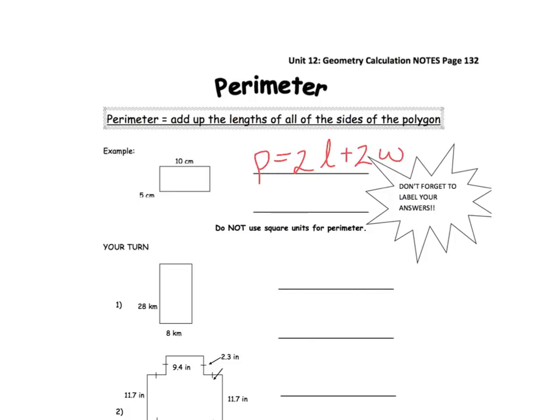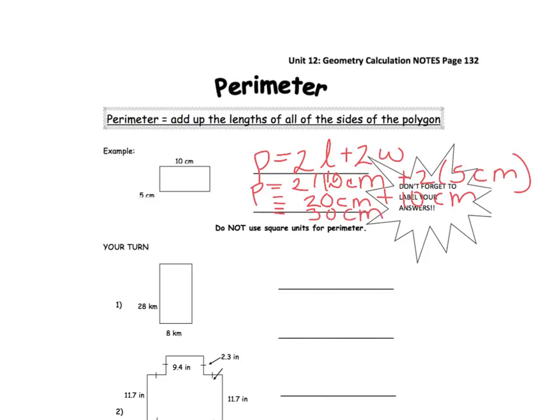Next, step 2, you replace the formula equation with the appropriate numbers. So here you have P equals 2 times 10 centimeters plus 2 times 5 centimeters. Step 3, solve and label with correct unit of measure. So here P equals 20 centimeters plus 10 centimeters. And your answer is 30 centimeters.